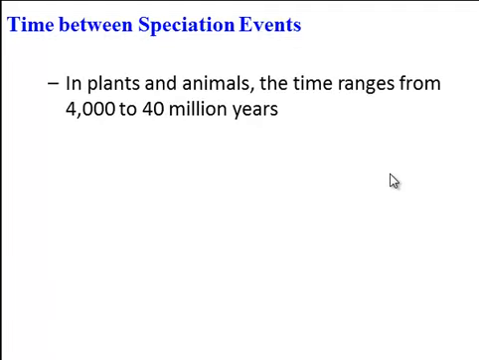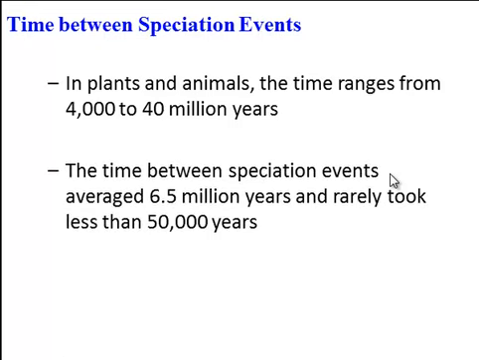In general, though, it takes a while for speciation events to occur. In plants and animals, anywhere from 4,000 to 40 million years, and on average, speciation takes about 6.5 million years. So you need generation after generation after generation of genes and gene differences accumulating to get to the point where two groups are actually reproductively isolated.